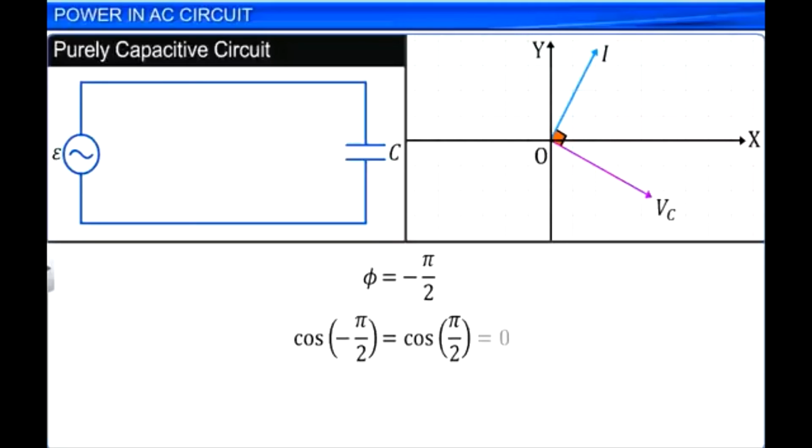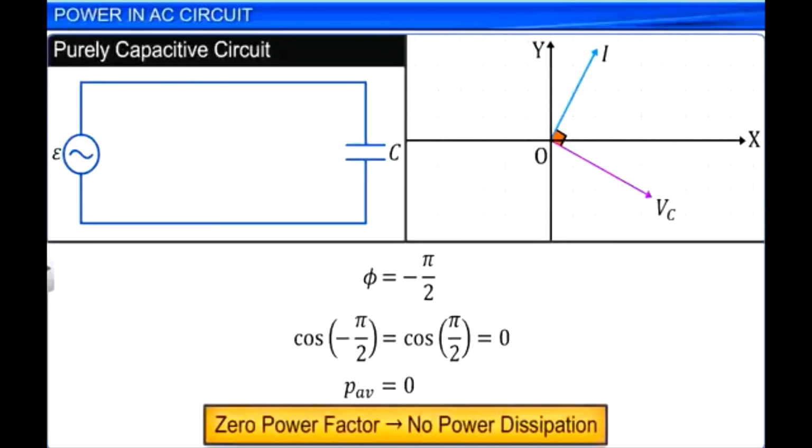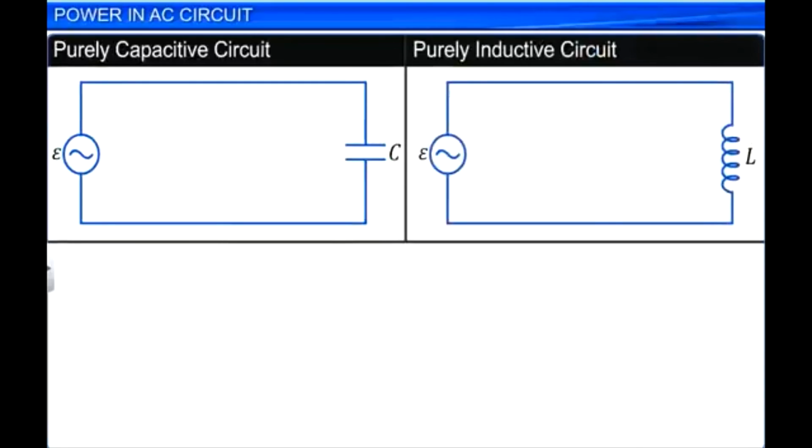Hence, the power factor of a purely capacitive circuit is 0. In other words, there is no power dissipation in a purely capacitive circuit. The current in a purely inductive or purely capacitive circuit, where the power dissipation is 0, is known as wattless current.